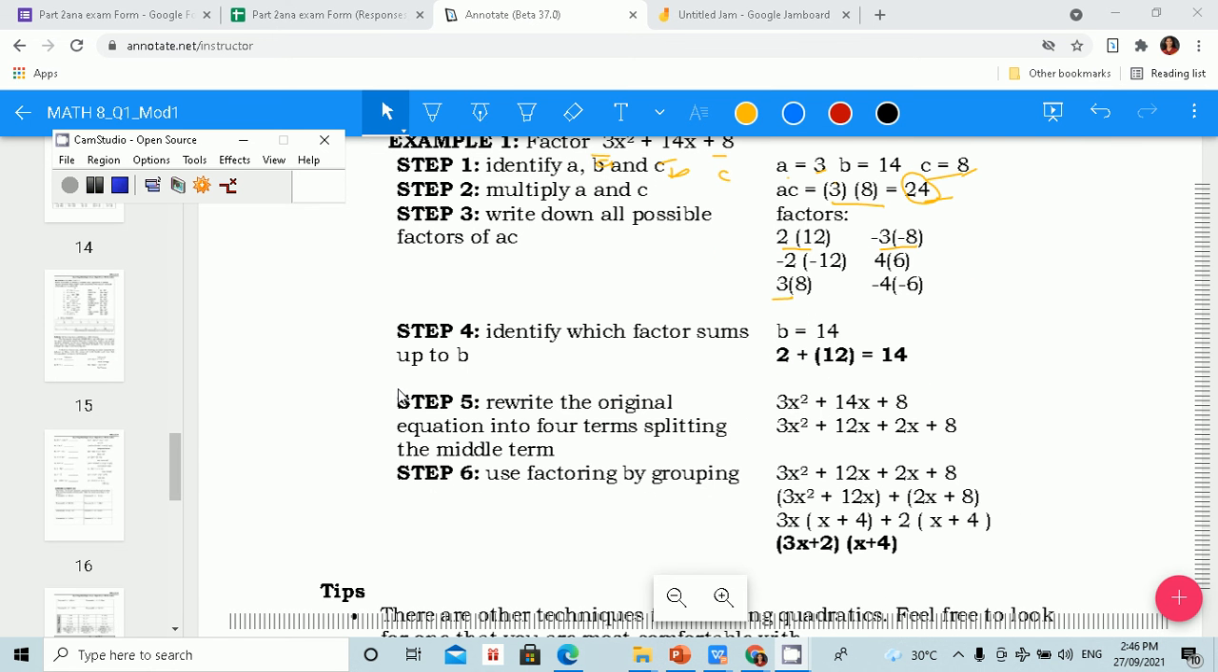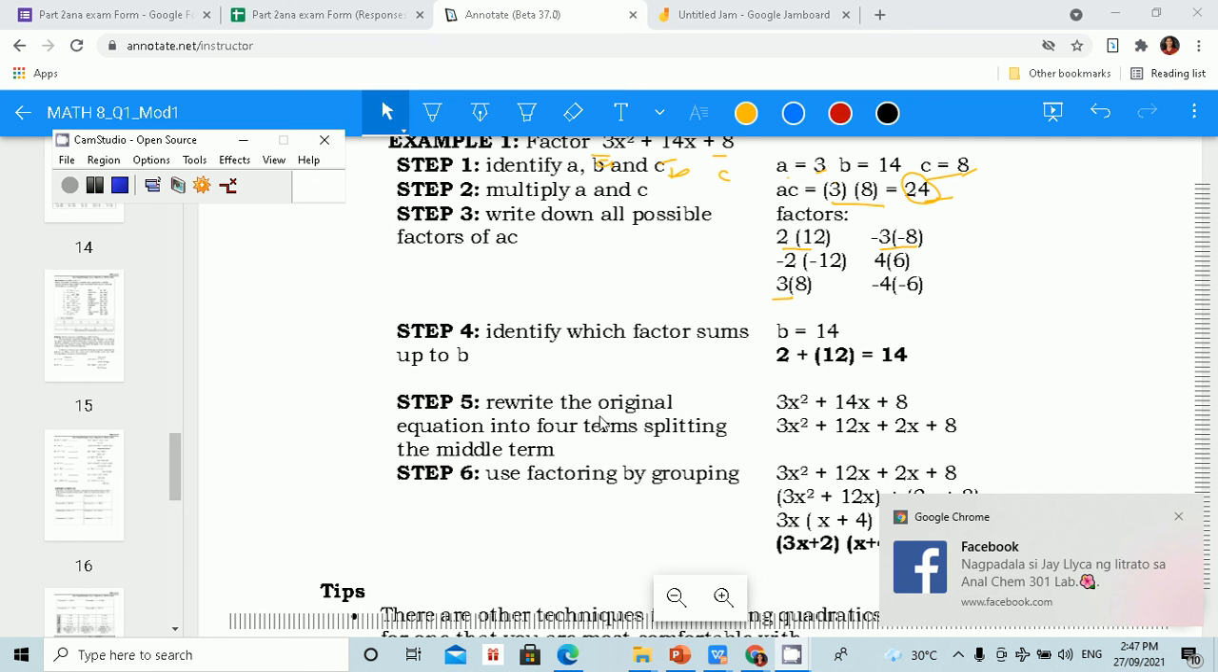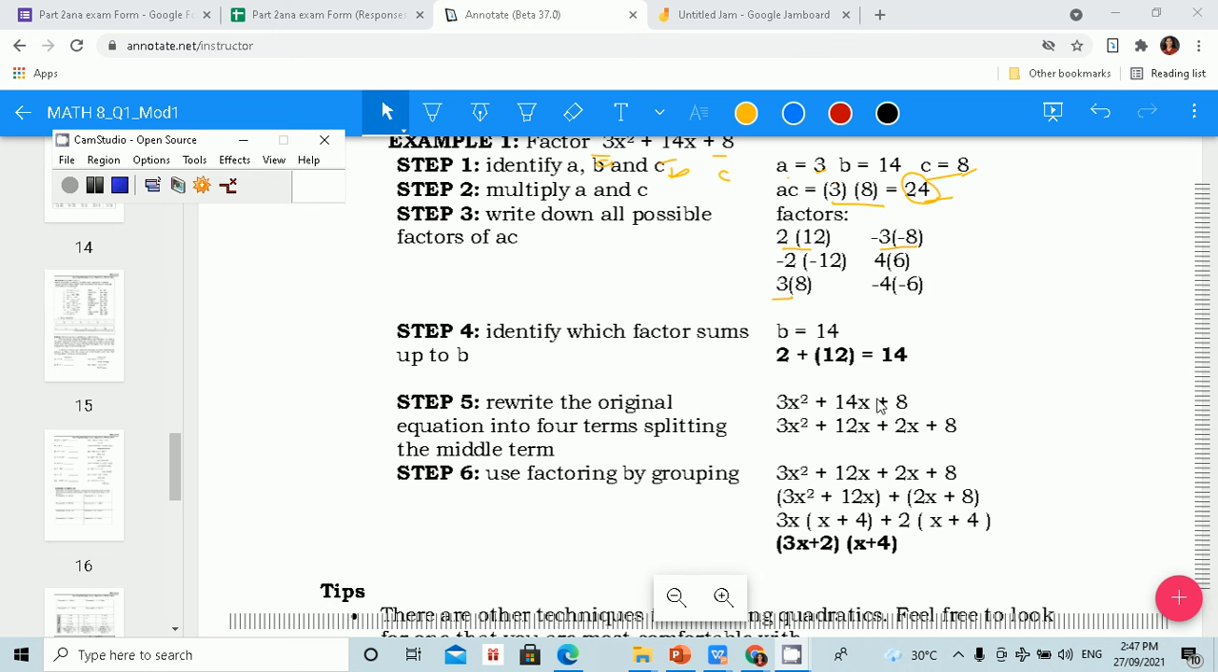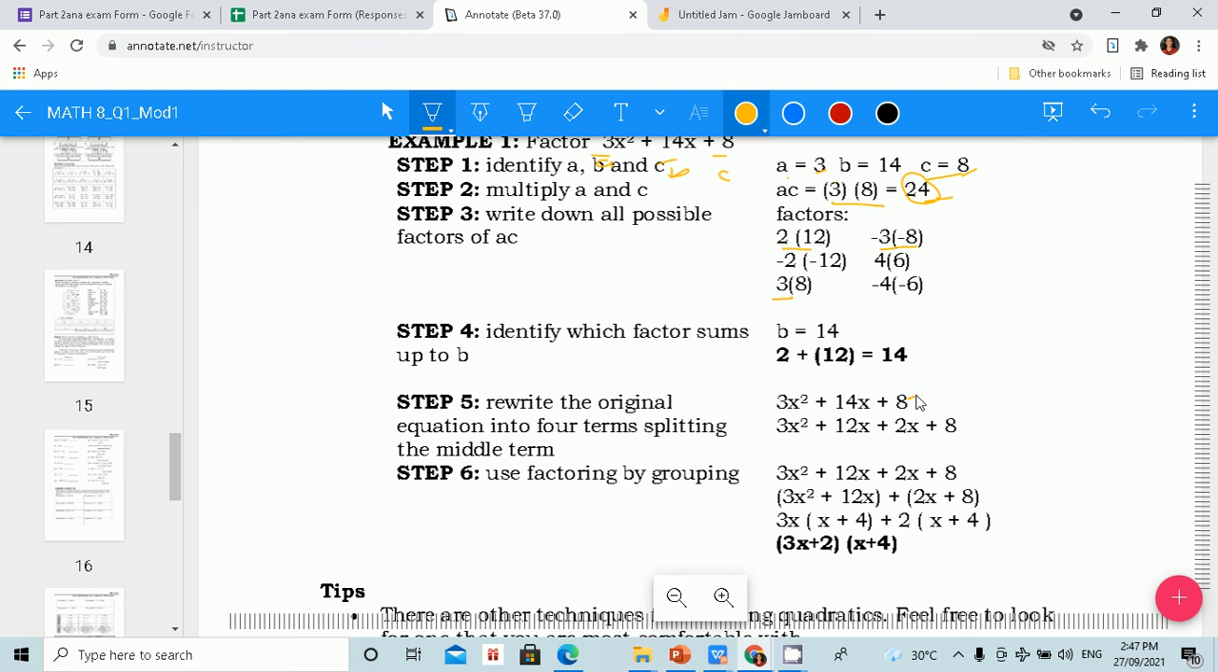Then let's go to step 4. We identify each factor's sum. We have B is equal to 14. What numbers should we add to have an answer of 14? So we have 2 plus 12. Then, okay, step 5, we rewrite the original equation into 4 terms, splitting the middle term. Okay, so since this is our first term, our original equation, we are going to write that.